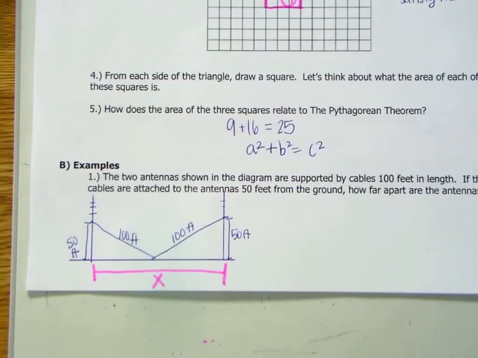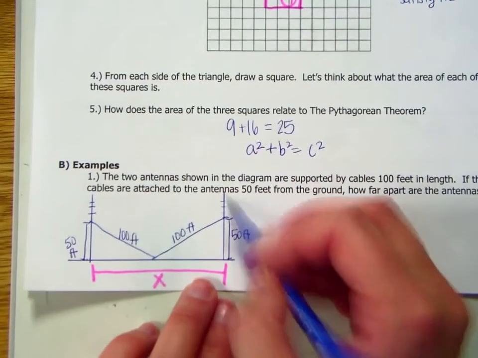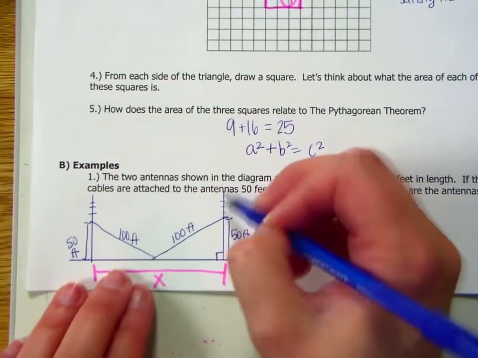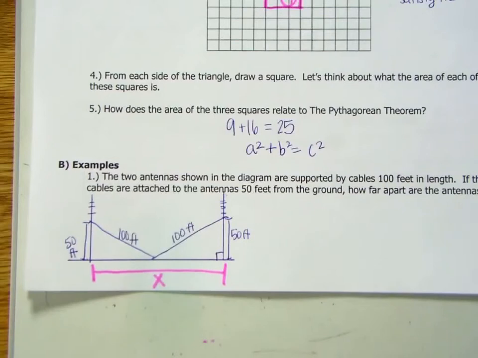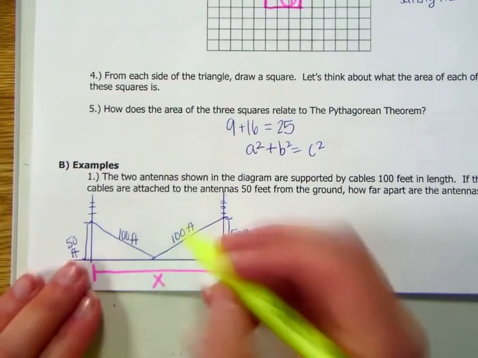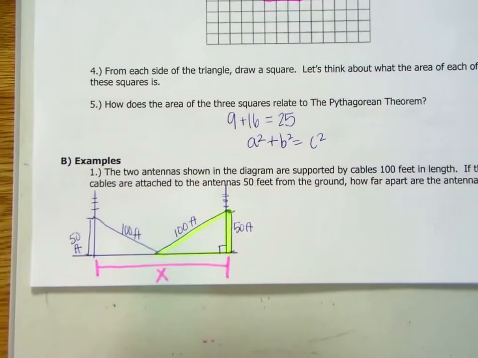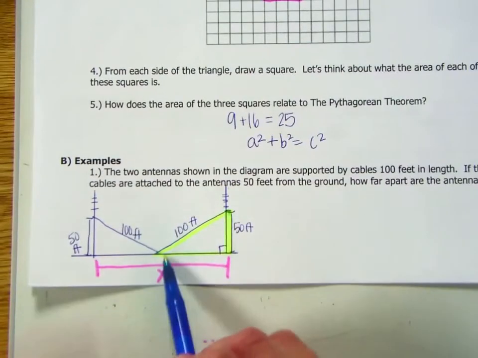Now, a couple things that we need to think about logically. If I'm putting antennas in the ground, I'm probably going to do it so that they're perpendicular. That would probably be the best way to build those, to have them be stable. So what we have here is a right triangle. Notice that I know the hypotenuse. I'm not looking for the hypotenuse. I'm looking for the length of one leg.